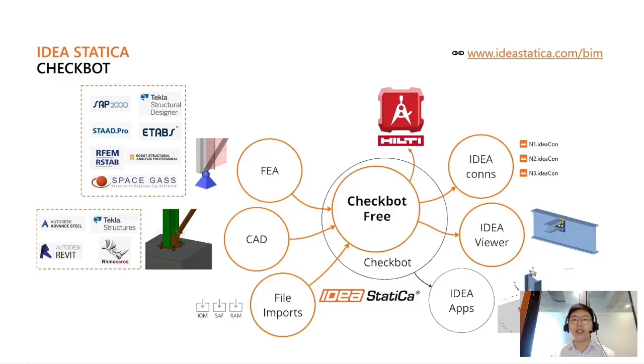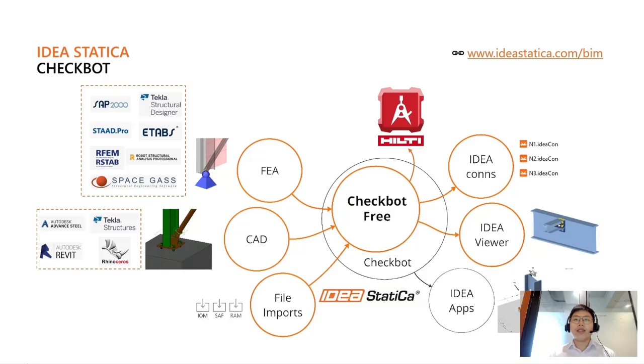So what is IDEA StatiCa Checkbot? IDEA StatiCa Checkbot is used to integrate FEA and CAD software into IDEA StatiCa. You may see on the top left corner here, there are some well-known FEA software which are integrated with IDEA StatiCa, such as SAP2000, ETABS, SpaceGass, and so on. Then you may see below that there are some well-known CAD software such as Rhino and Revit, which are also integrated with IDEA StatiCa. But this is a non-exhaustive list. If you would like to see the full list, you may go to our website here on the top right corner, ideastatica.com/bim.